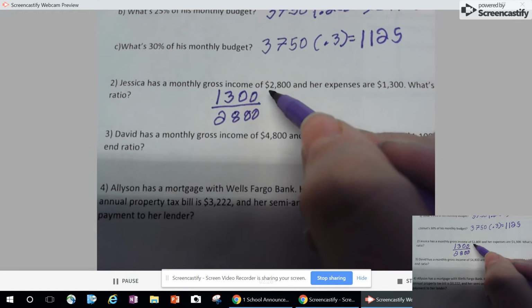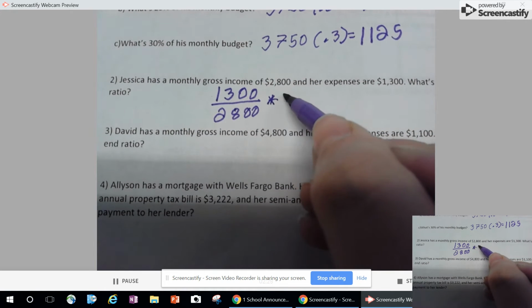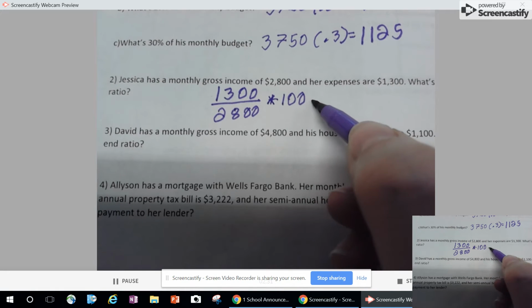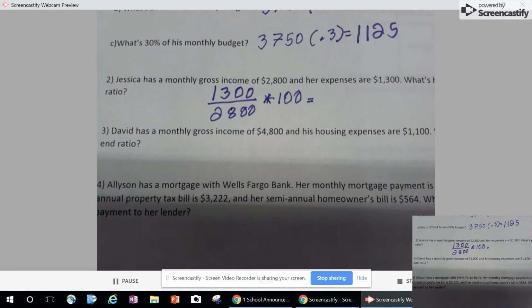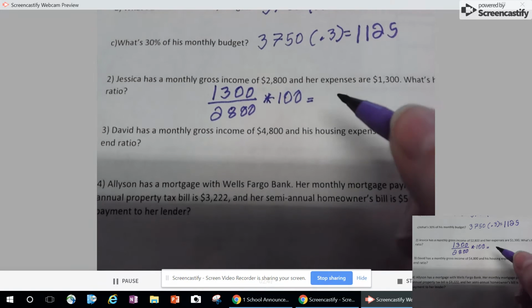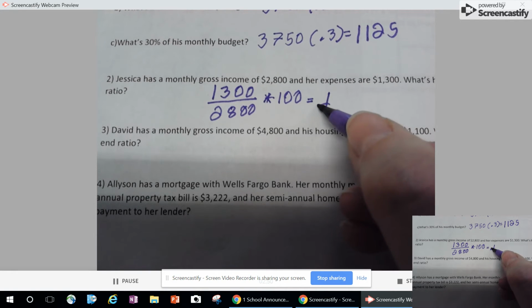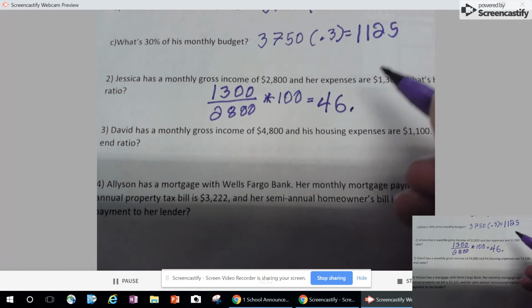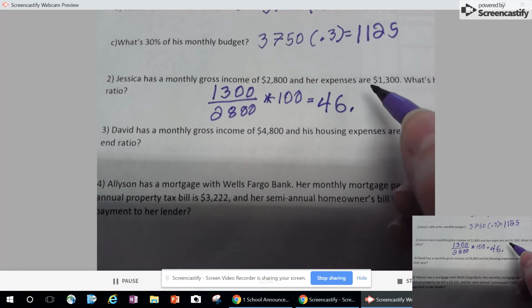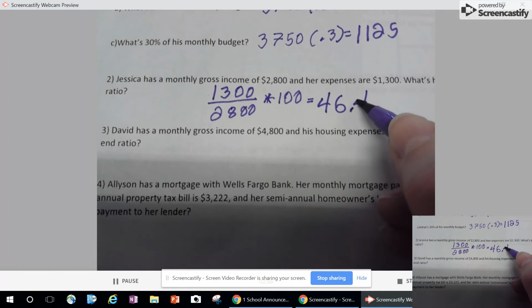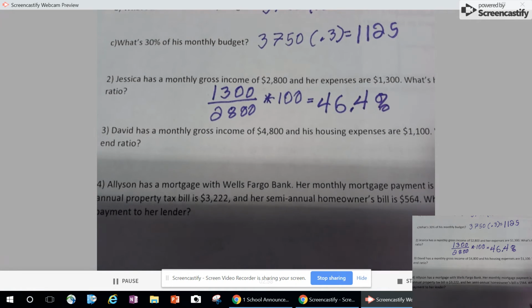Okay, and we're going to multiply that by 100. Okay, so we get 46.4%.